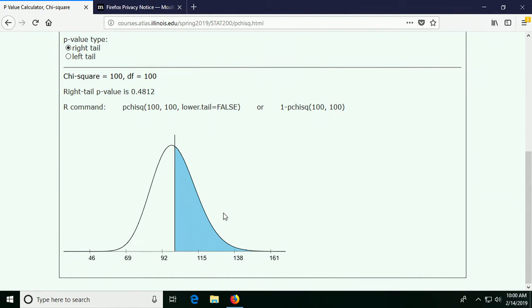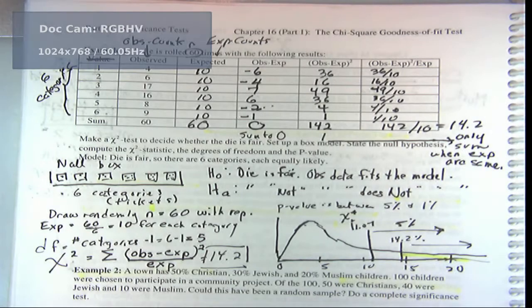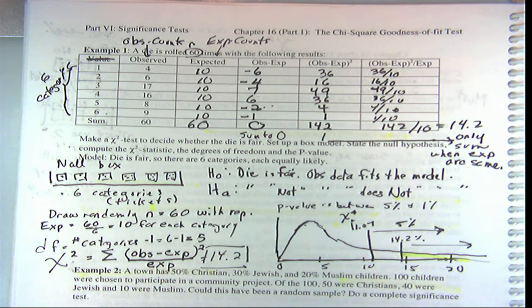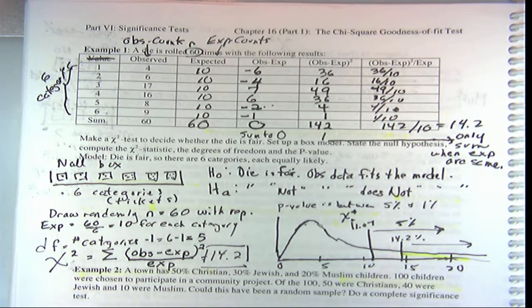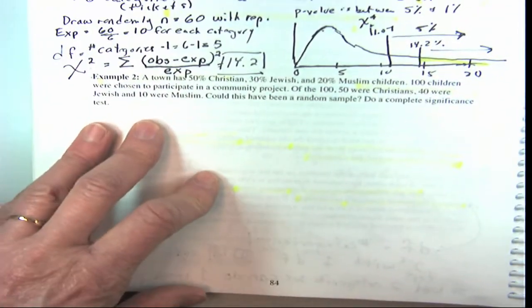Now let's move on. Any questions so far? I'm excited about the chi-square. I like the chi-square distribution. So I'm showing it to you and explaining it, and you're going to see it so much. So, all right. So now let's do an example.